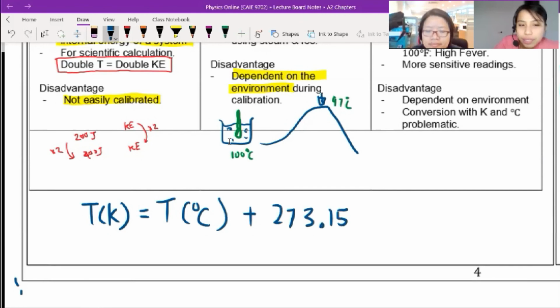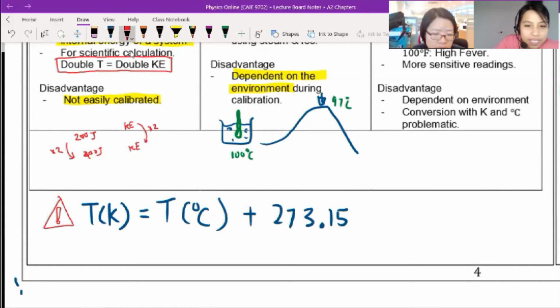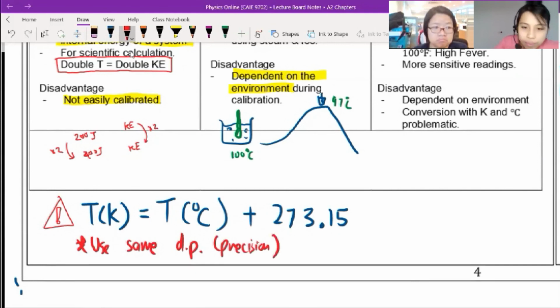273.15. So specific. Yes. Do we need to take all the decimal points all the time? I think we might have to. Yes. So it depends on the data that you receive in the question. If the temperature given to you is 1 decimal point, then you use 273.2. If the data given to you is 24 degrees Celsius, then you use 273. So you follow the same precision of the given data.